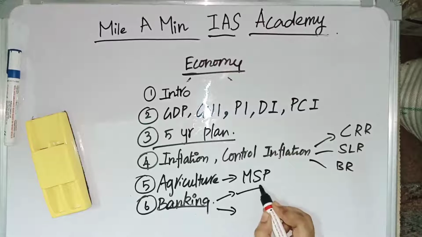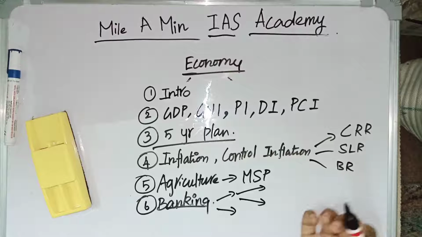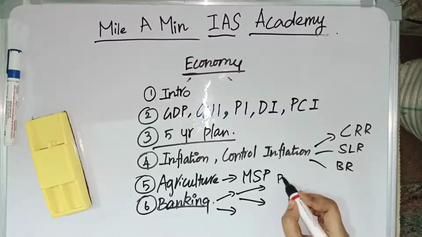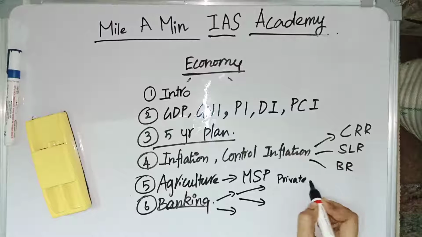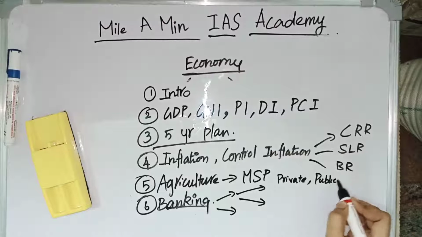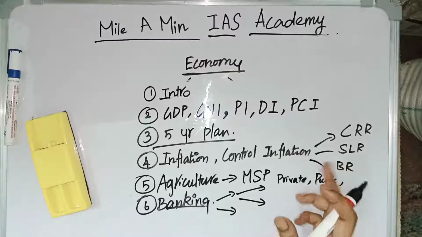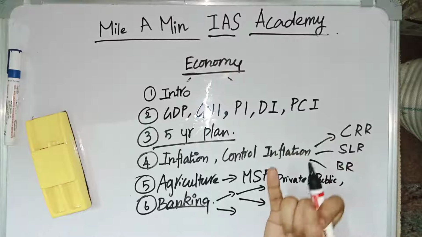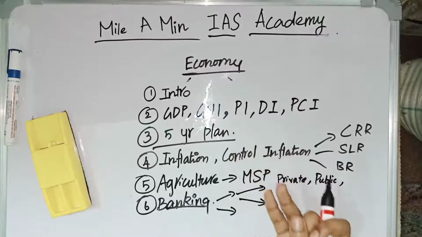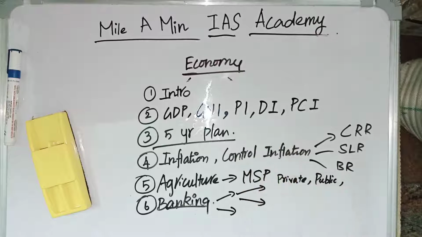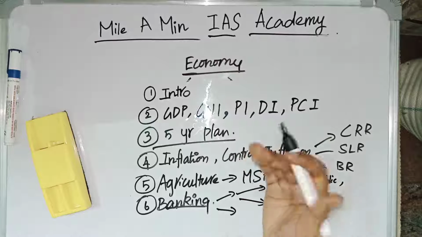In bank, we have two types: commercial banks and cooperative banks. In commercial banks, we have private banks, public banks, and foreign banks, and then we have differential banks. In differential banks, we will be seeing regional rural bank, local area bank, payment bank, and small finance bank. Then in cooperative banks there will be certain types, and apart from banks, we have non-banks.